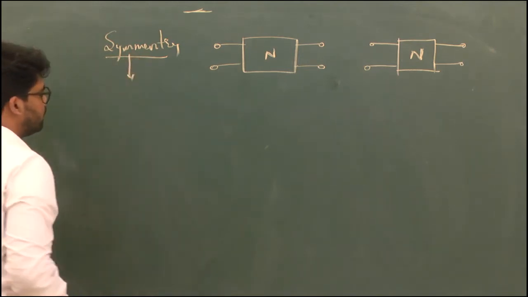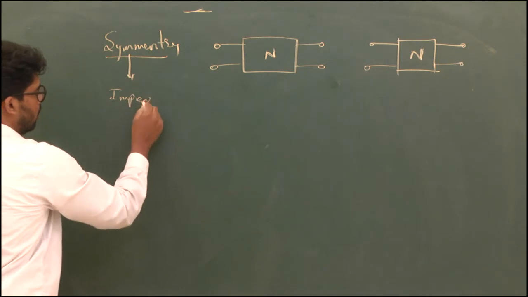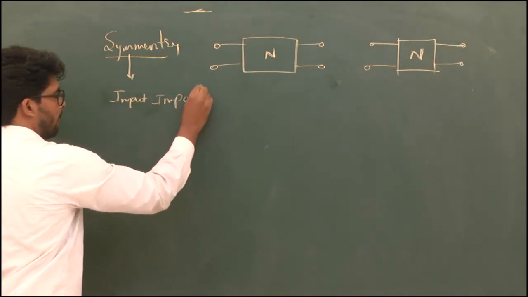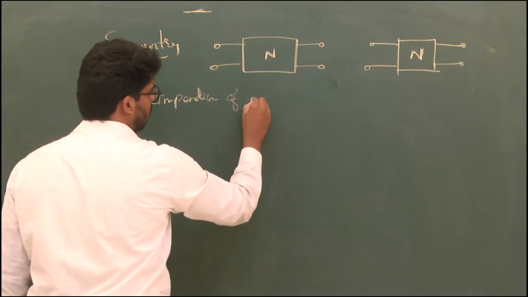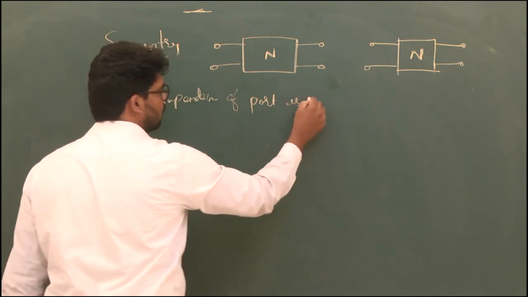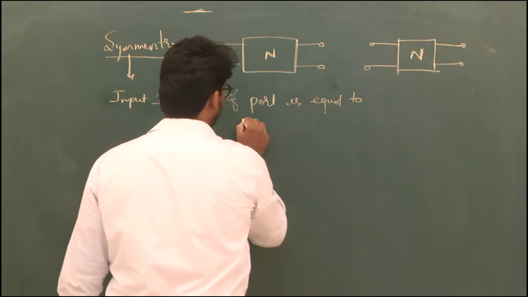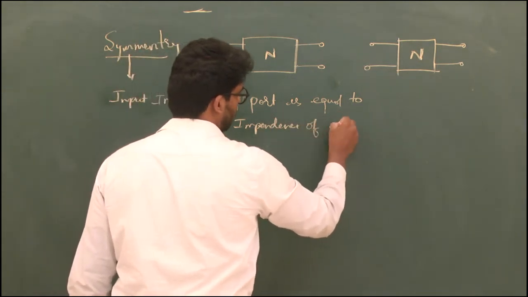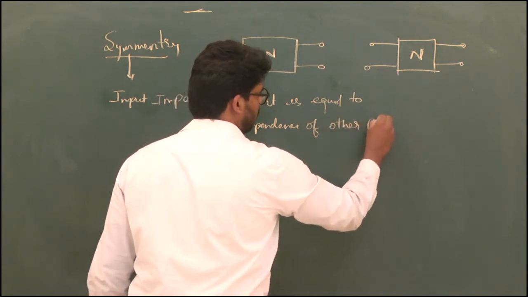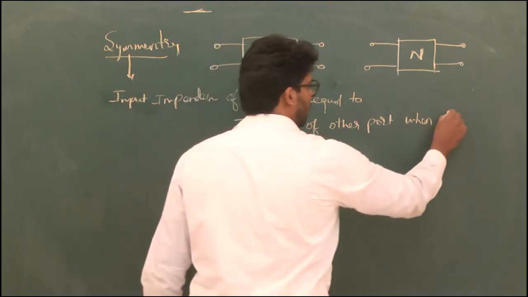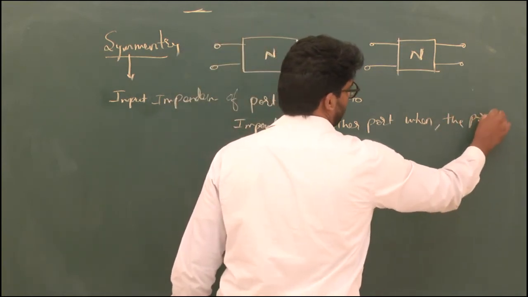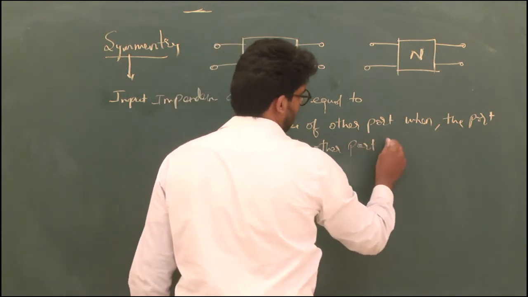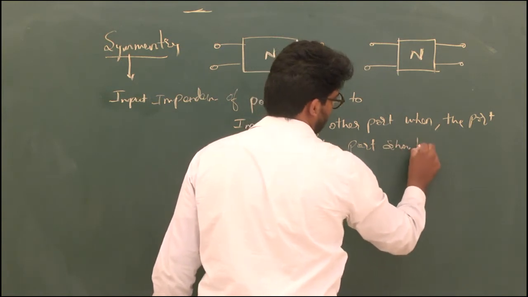To know what symmetry means: the input impedance of one port should be equal to the impedance of the other port, when the other port is open circuited.